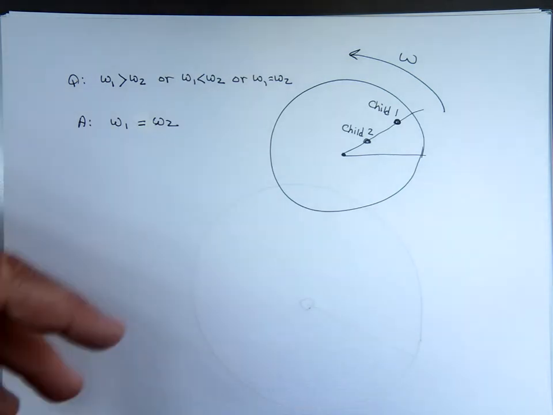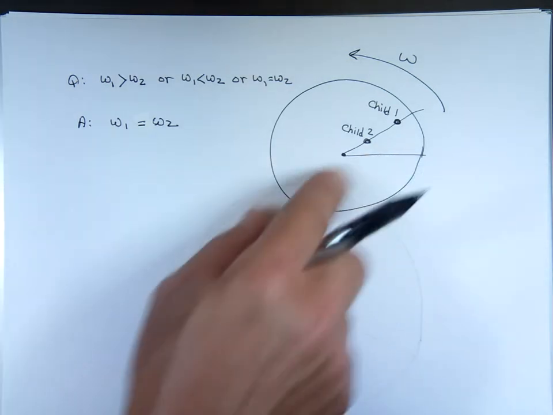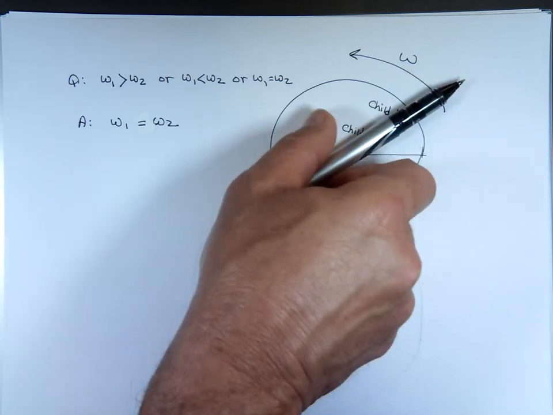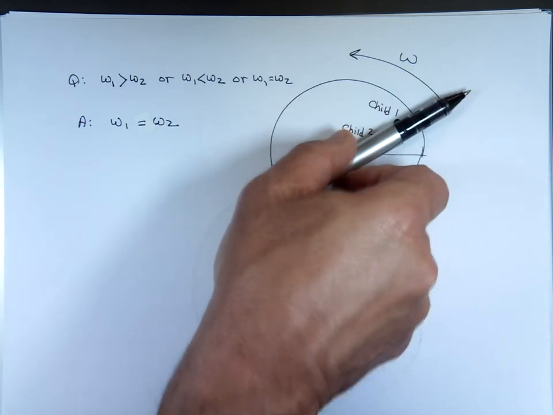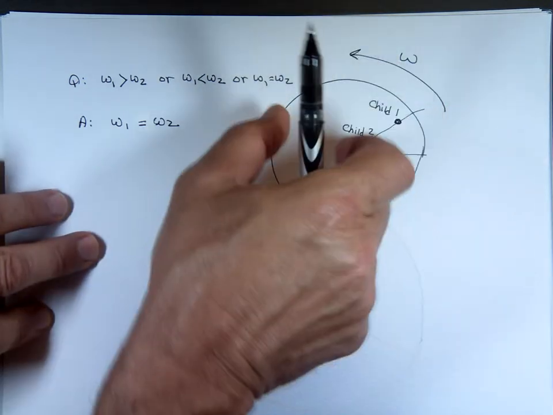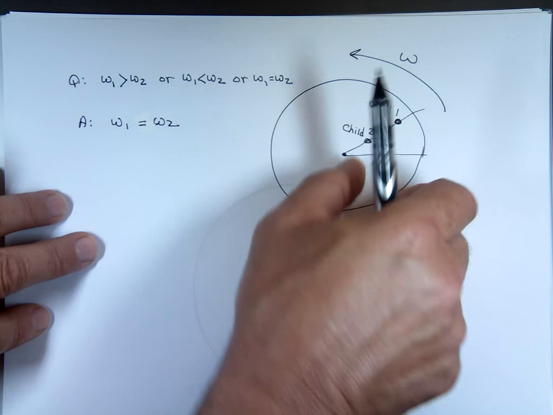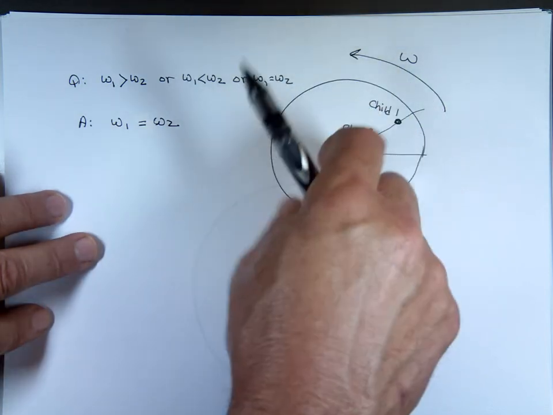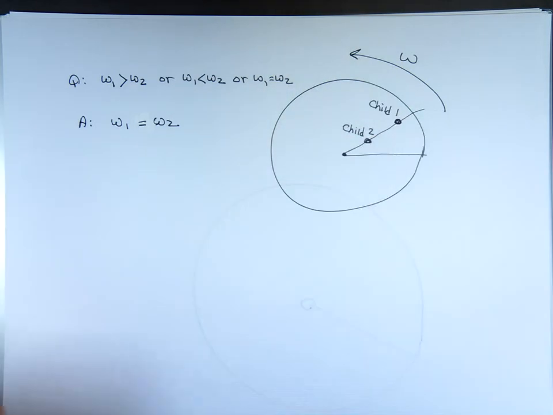This one, if you look at them, these are attached. If you put a board, tie these two kids together with the board, at any given time they're at the same spot. Well, if they're at the same spot on that ride, that means they're turning at the same rate. So W1 will equal W2. Second question.